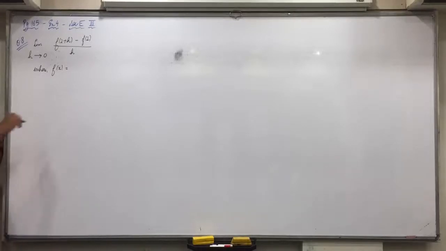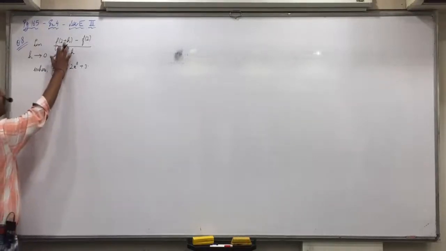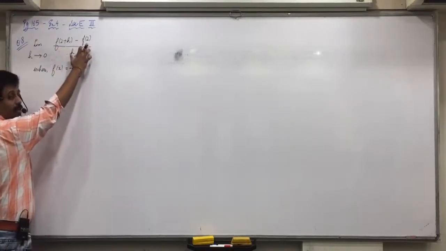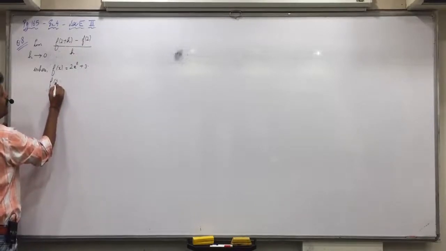Square plus 3. All of you be attentive: page 165, exercise 4, section E, question 3, sub-question 8. Limit h tends to 0, f(2 plus h) minus f(2), divided by h, where f(x) equals 2x square plus 3. I am explaining one question and I will be asking the other two, so be attentive. First of all, we need to find f(2 plus h) and f(2). Did you all write up till here?